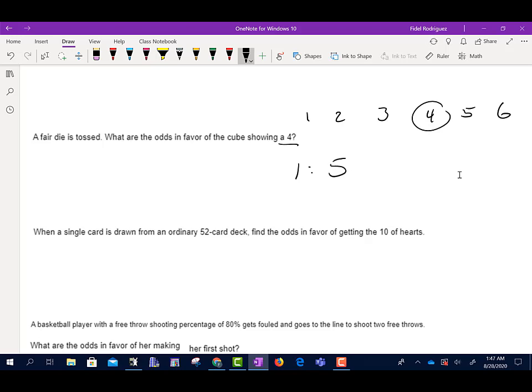Okay. When a single card is drawn from a 52 card deck, find the odds in favor of getting the 10 of hearts. So if I look at my deck of cards, just think about it for a minute. How many 10 of hearts are there? There's only one 10 of hearts. So how many are not? Well, if there's 52 cards total, the other 51 would not be the 10 of hearts. Okay?